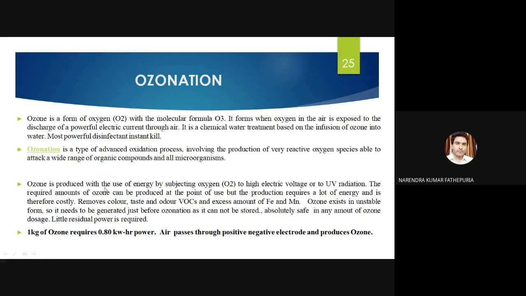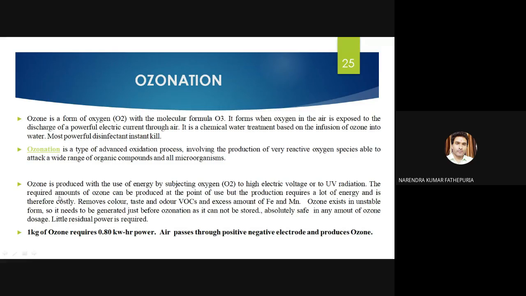So ozone is produced with the use of energy by subjecting oxygen to a high electric voltage. Making ozone is a very difficult task in the laboratory, so we need a big setup for the ozonation. Once the ozone is generated, storing it and then using it as a disinfectant is also a very costly affair. Ozone is produced by subjecting O2, oxygen, to high electric voltage or UV radiation.